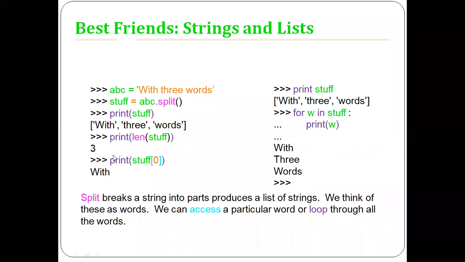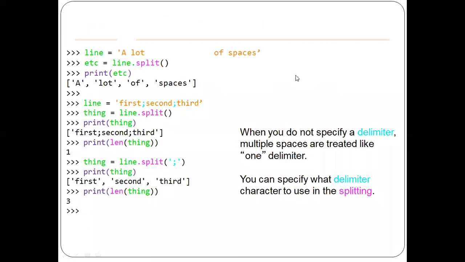You can access a single word by specifying the index of that word, or you can loop through the entire list as well. So this is all about how to split strings into a list. Here is one more example of a string as well, right? A lot of spaces here.